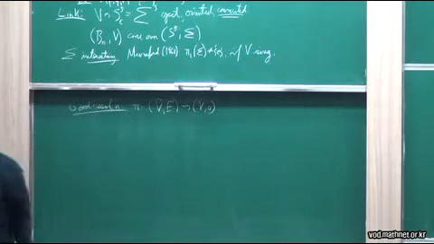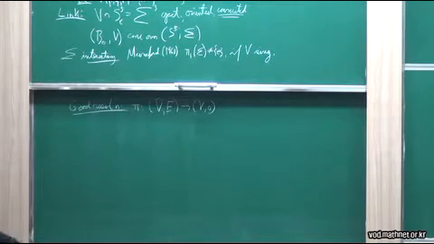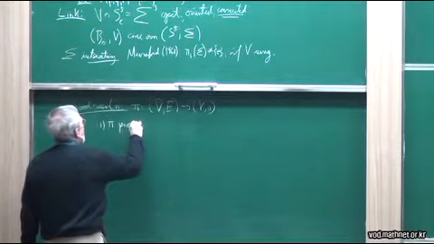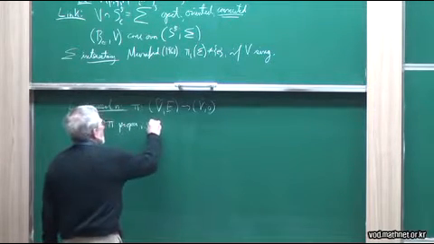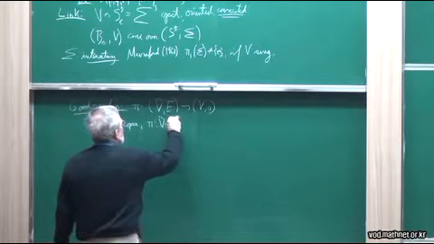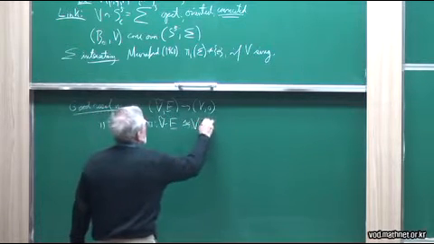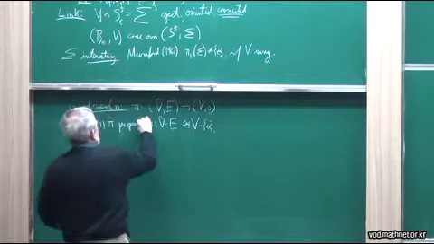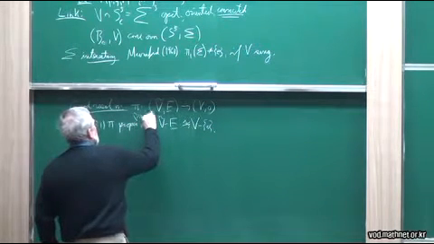So what's a good resolution? First of all, pi is a proper map, and pi maps V twiddle minus E isomorphically to V minus 0. And I should have said here, V twiddle is non-singular.